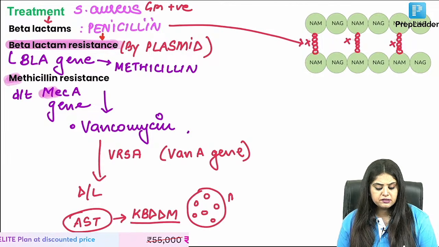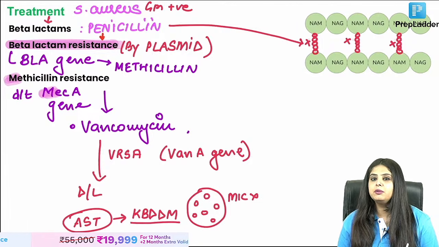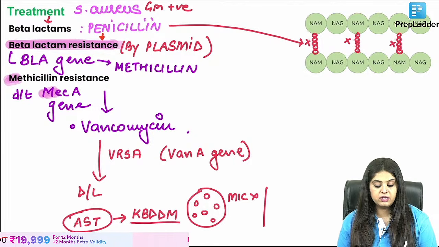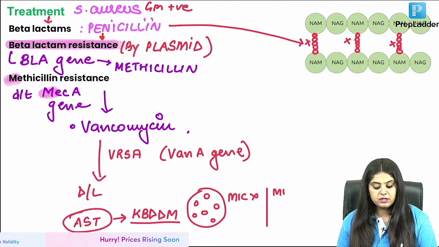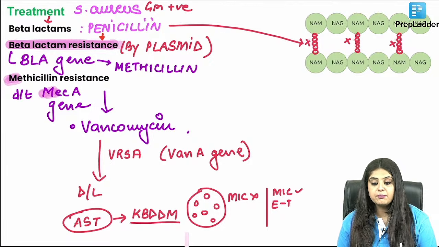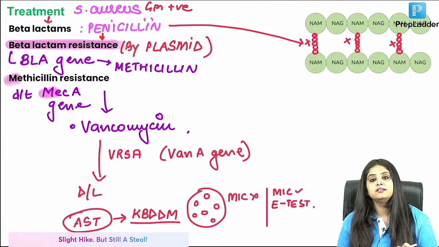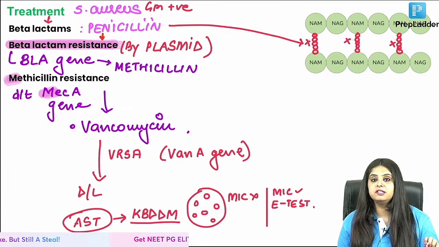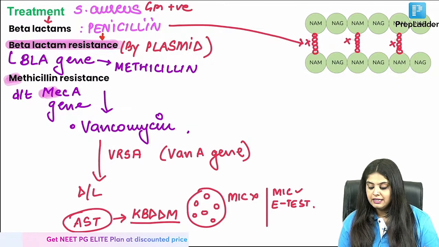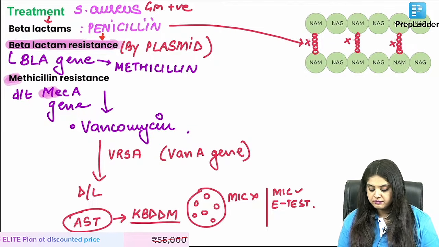Does Kirby-Bauer disk diffusion method tell us the minimum inhibitory concentration? No ma'am, it will not. If you want to know the minimum inhibitory concentration, then you will have to do the epsilometer test. This is something which I have taught you, hence I'm writing chota chota. But if you haven't seen yesterday's LRR, please go ahead and see that. Okay, moving on to the next one.